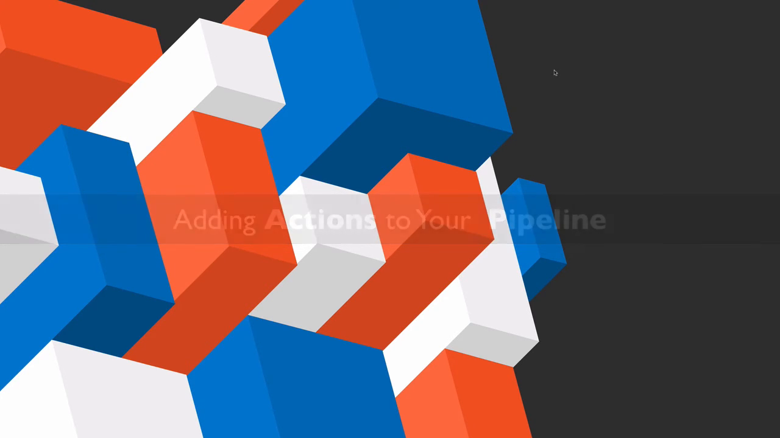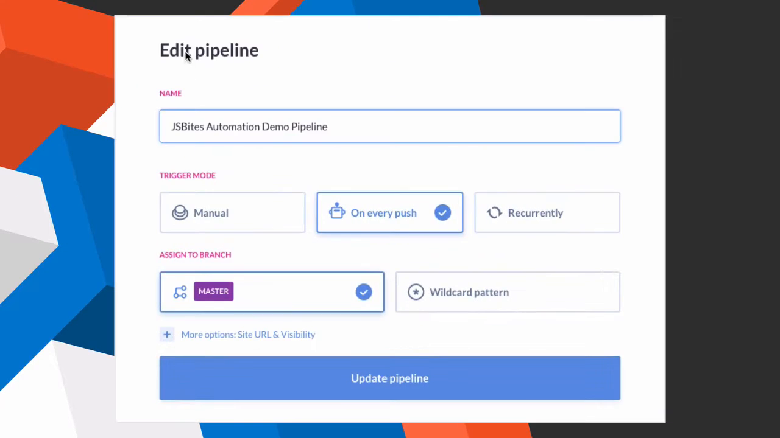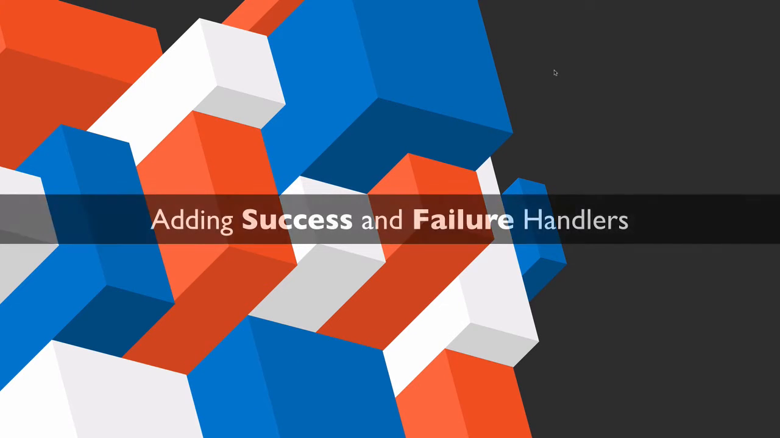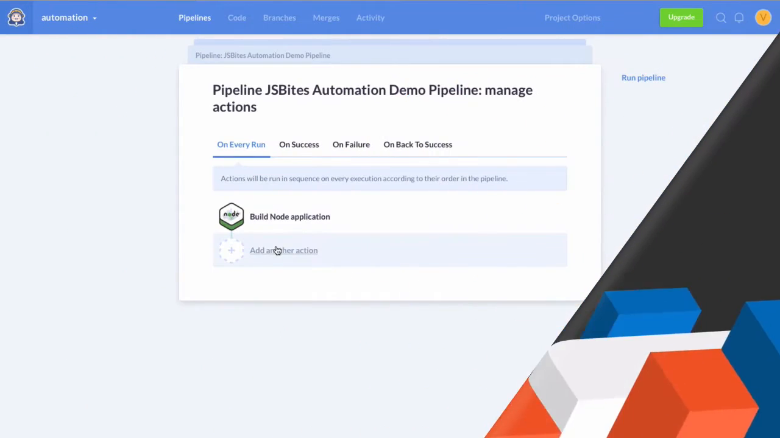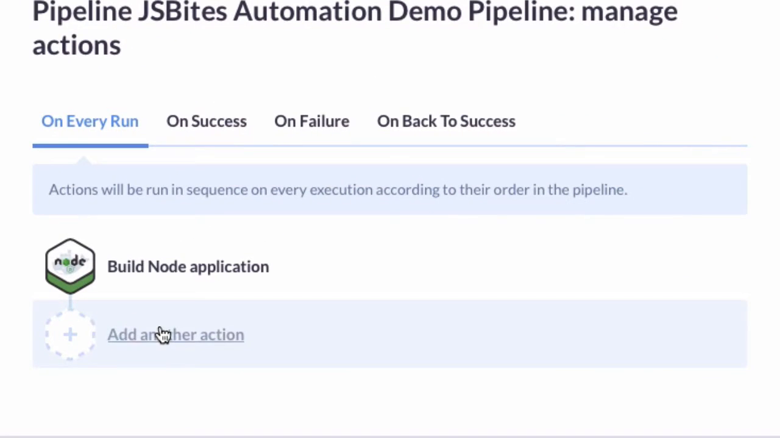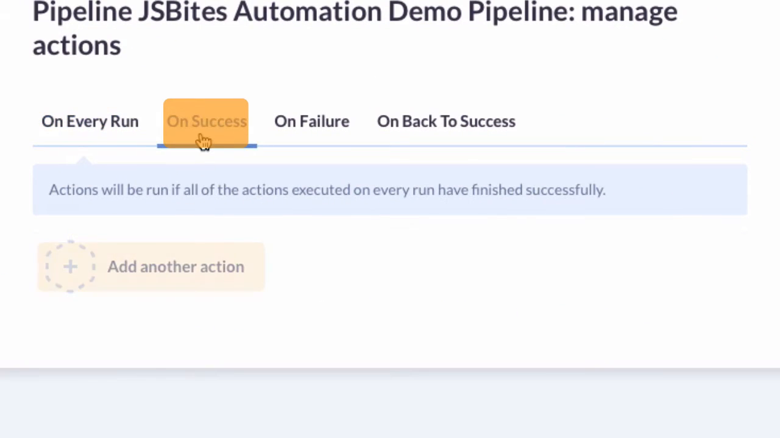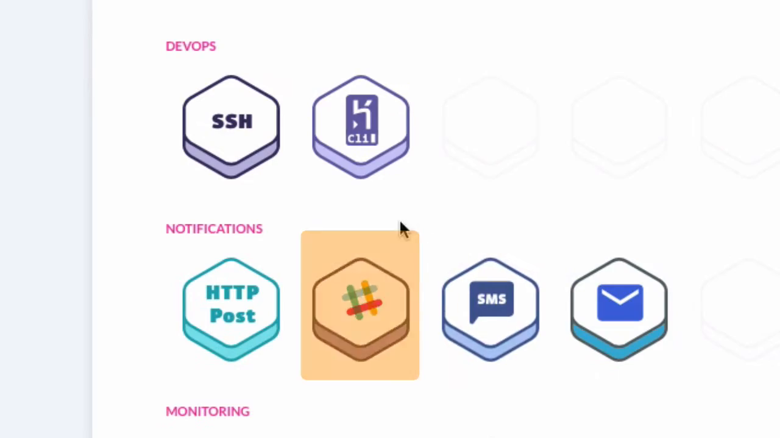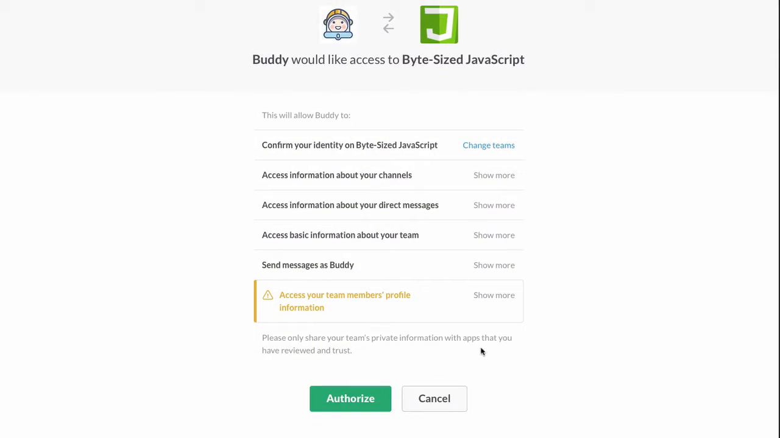So currently, our pipeline is configured to do an npm publish action every time we merge to the master branch. And now we'll add handlers, so to speak, for the success and failure events of our pipeline. We'll first go to this onSuccess tab and then select add another action, and we'll select Slack here. And then in the following screen, we'll give authorization for buddy to communicate with Slack.